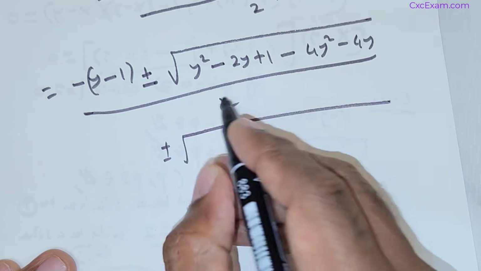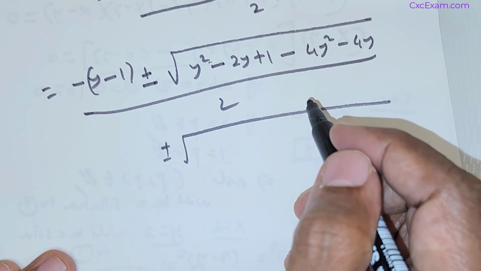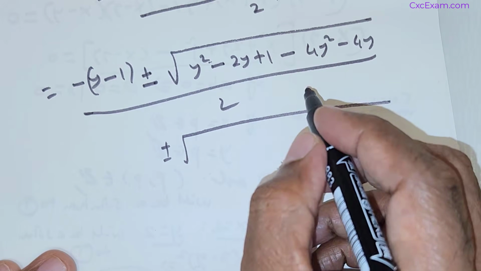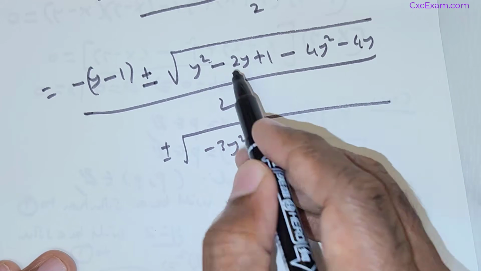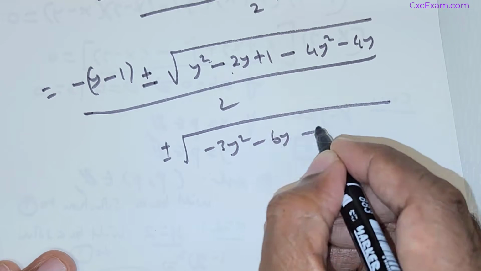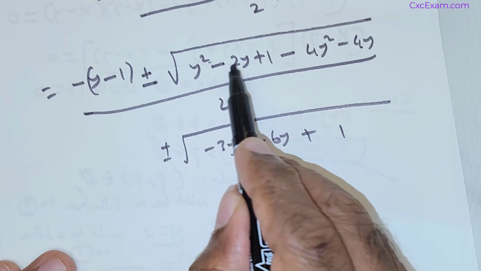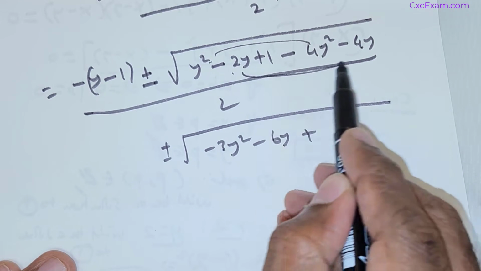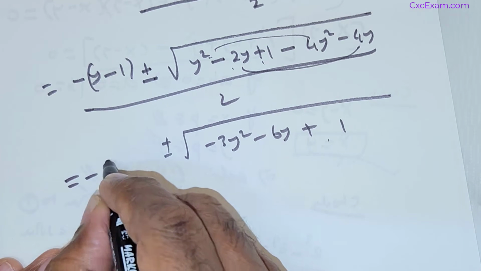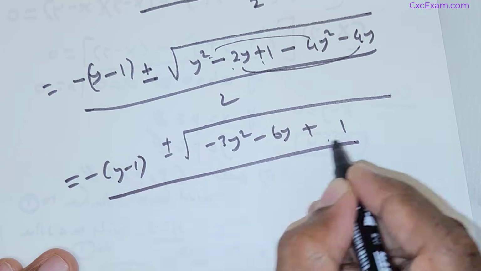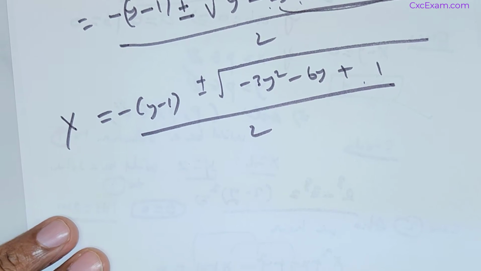Now this is plus or minus root of, you have negative 3y squared there, and negative 4y, negative 2y, negative 6y, and you have plus 1. So you have clubbed these two together, and you retain this one. So this is equal to negative of y negative 1 divided by 2. And you have x on the left hand side.